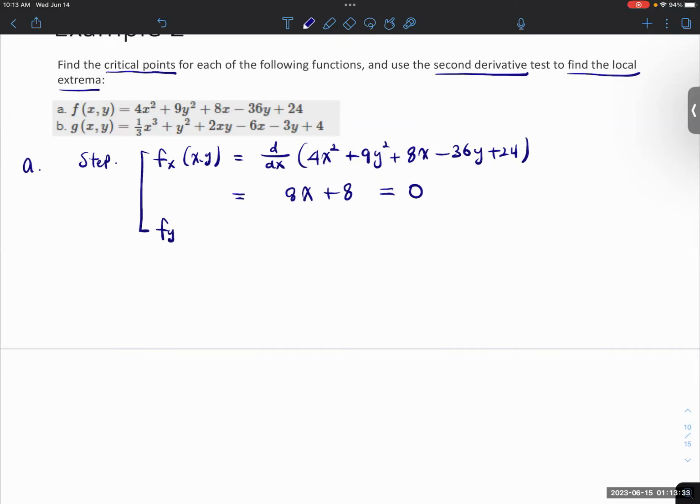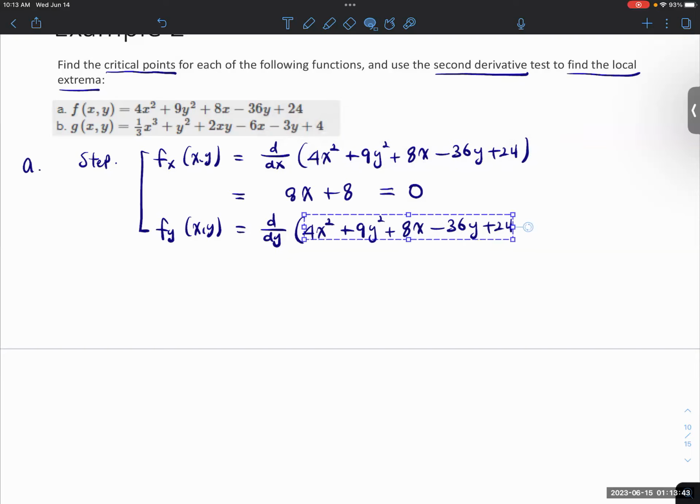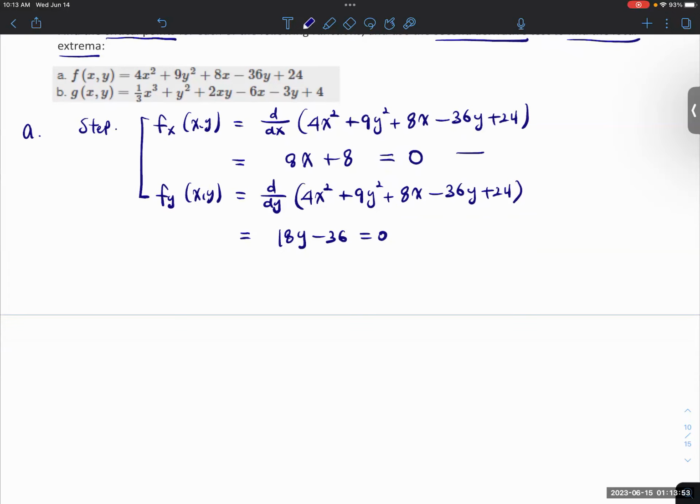And we have another one with respect to y. So d over dy, we have the same equation, copy. And then for dy, x is a constant, 18y, and then negative 36 equal to 0. So we have two equations. From here, x is going to be negative 1. From here, y is going to be 2. So we found the critical points.